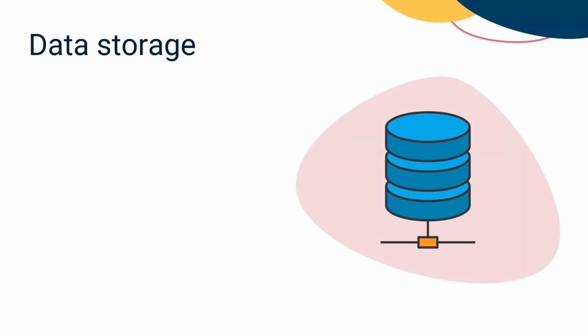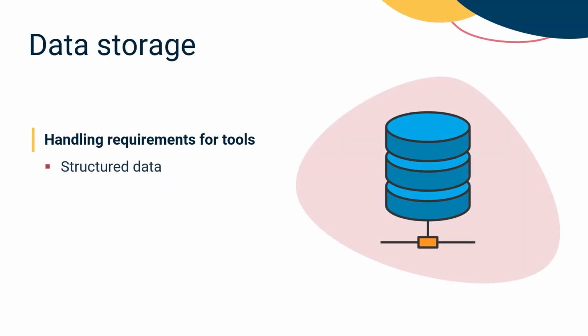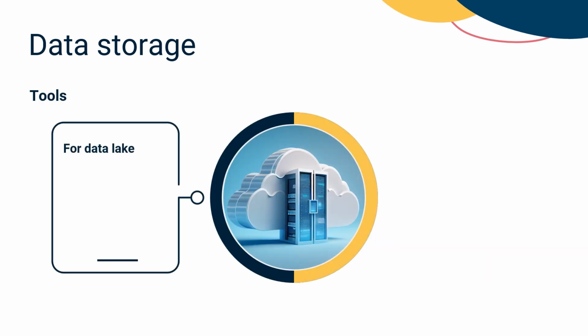Next is data storage, which must be designed to handle structured, semi-structured, and unstructured data efficiently. If you are using a data lake, platforms like Amazon S3, Azure Data Lake, and Google Cloud Storage provide scalable, cost-effective options for storing raw data, enabling exploratory analysis and machine learning, or ML.